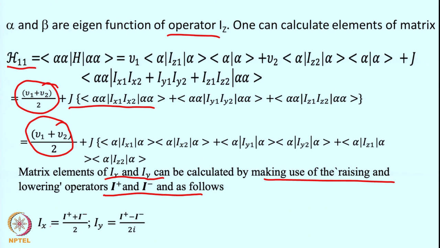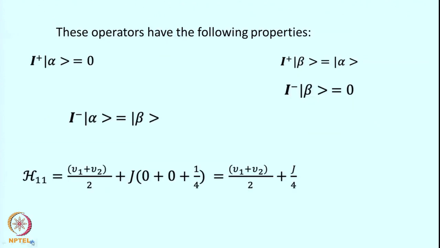So, here one can define Ix as I plus plus I minus divided by 2, and Iy as I plus minus I minus divided by 2i. If we go ahead and solve this equation, for these operators the following property will arise: I plus alpha will give you 0, and I plus beta will give you alpha. So, this is like the lowering and raising operator. This is the raising operator, that means beta will be raised to alpha state, and here it is a lowering operator.